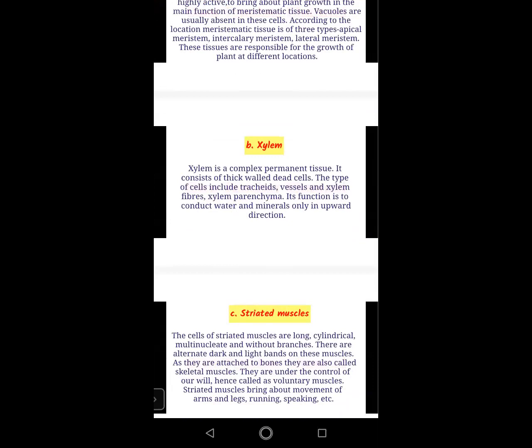What do dead cells mean, child? The cells are no longer useful. The cells have died; that is why it is said to be dead. Thick walled dead cells. The types of cells include tracheids, vessels, xylem fibres and xylem parenchyma. Its function is to conduct water and minerals only in the upward direction. You know that water and minerals in the xylem always move in the upward direction.